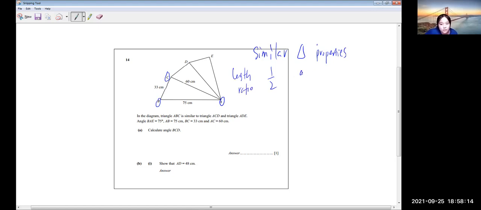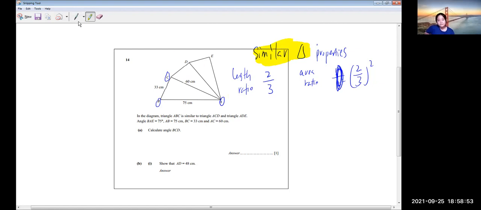Area ratio will be, what's the area ratio? 1 square, 2 square. Always remember it's 1 square, 2 square. Don't go and memorize 1/4. Don't memorize this, you will get into trouble. Always remember to square it. So if I change this, just square it accordingly. But they must be similar. This is the key. If they are not similar, you cannot.